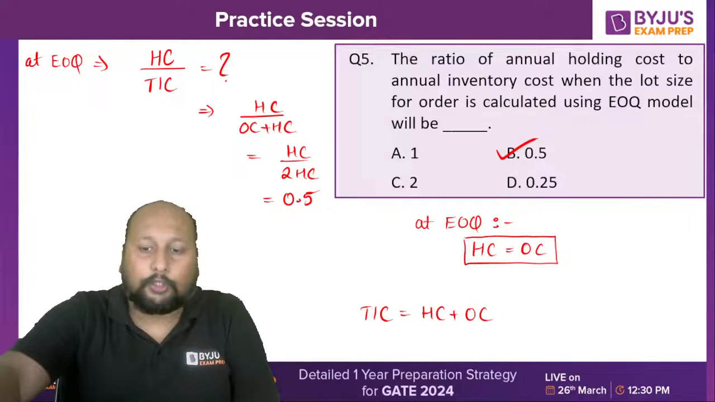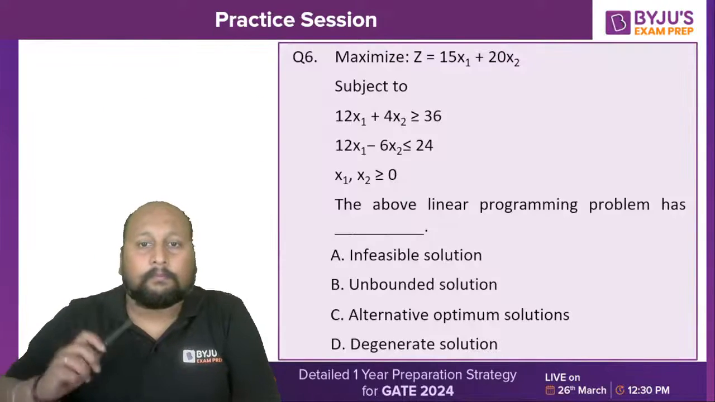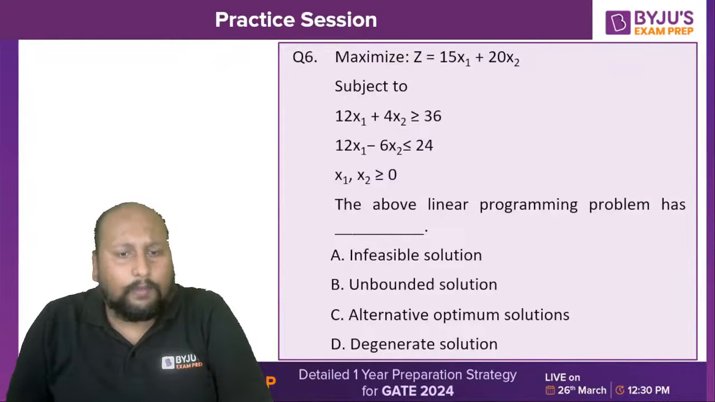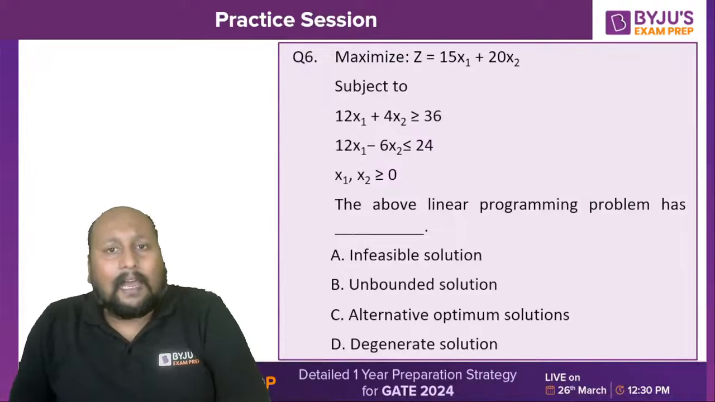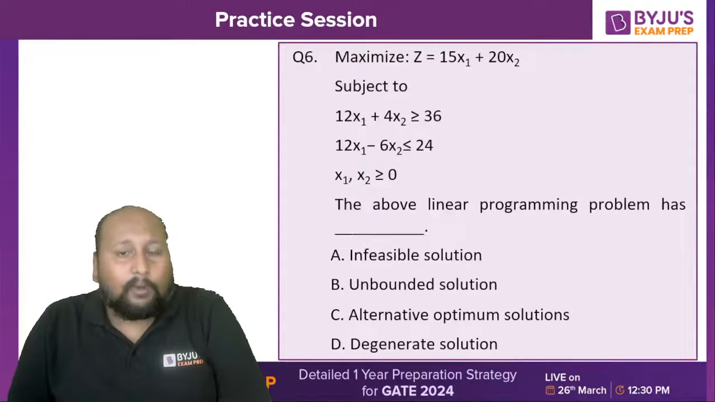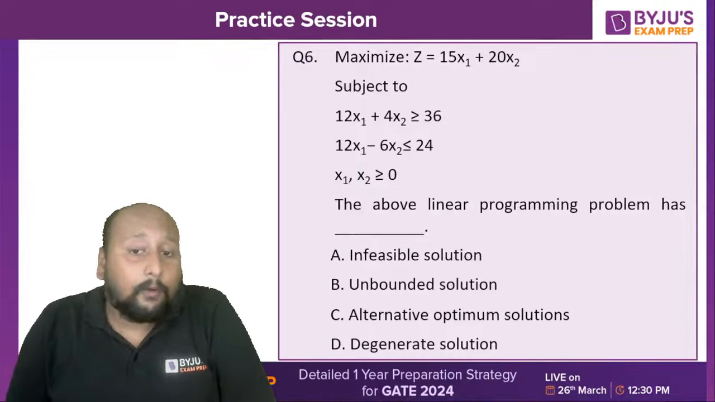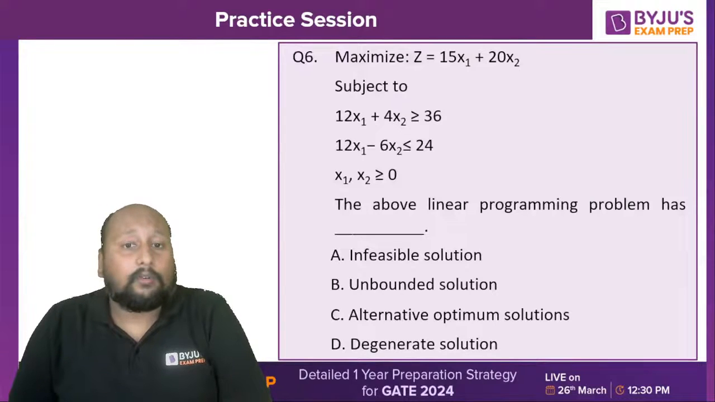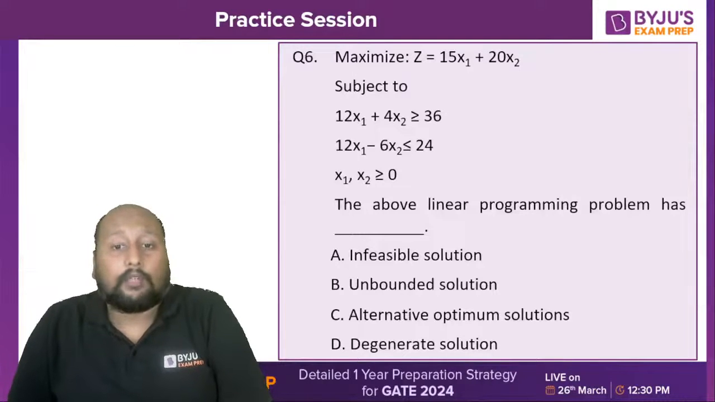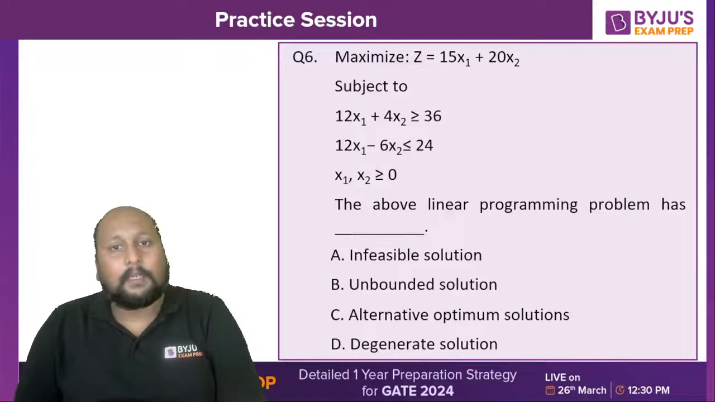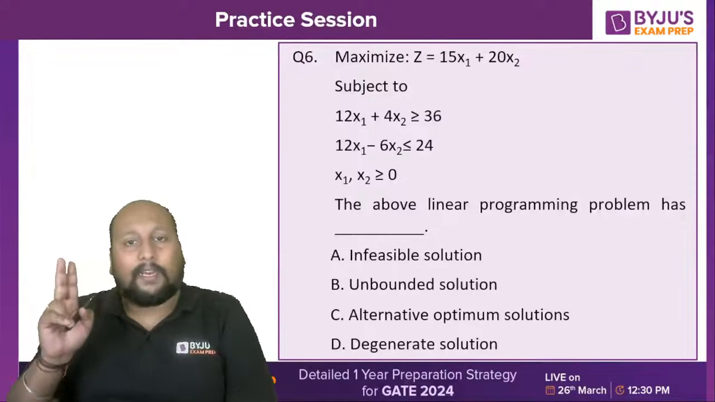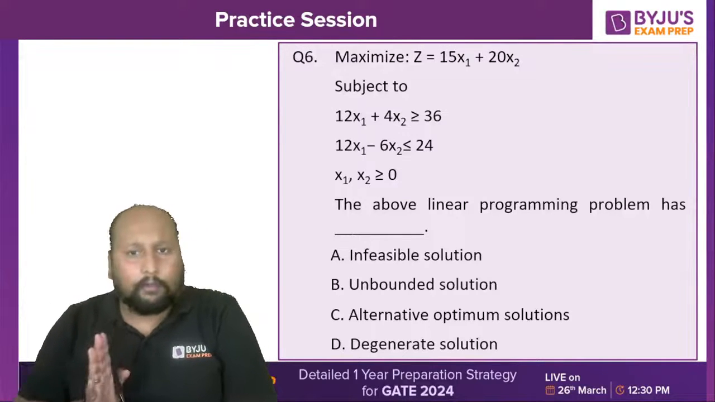Next question on your screen. Now, again, a question from your graphical approach. Let us see who will be giving me the answer. We have the objective function and the constraints being given. By looking at this, they are asking whether the above linear programming has an infeasible solution, unbounded solution, alternate optimum solution, or degenerate solution. That means you only have to see the graph because there are two variables, so you can use the graphical approach, right?